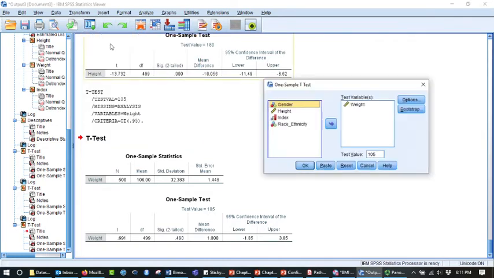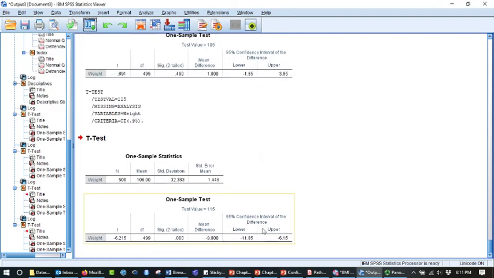All right, let's do it again one more time, and let's do it against 115. We say okay, and we've got highly significant, negative 6, mean difference of 9. Pull up our calculator. 9 divided by 32, and we get a small effect. All right, that's how you do it.